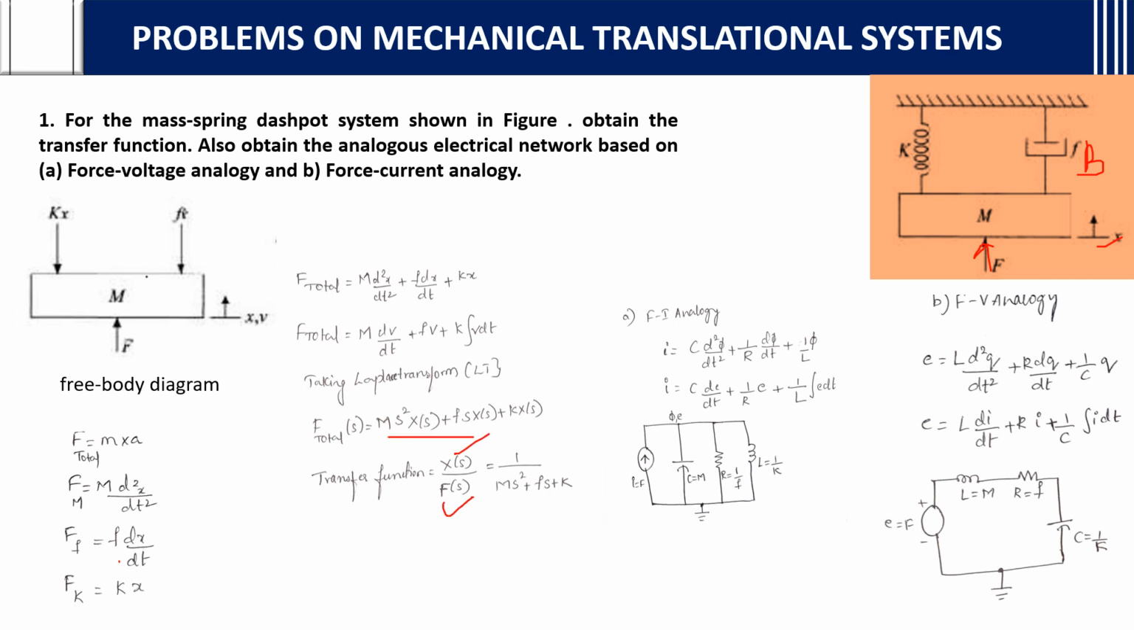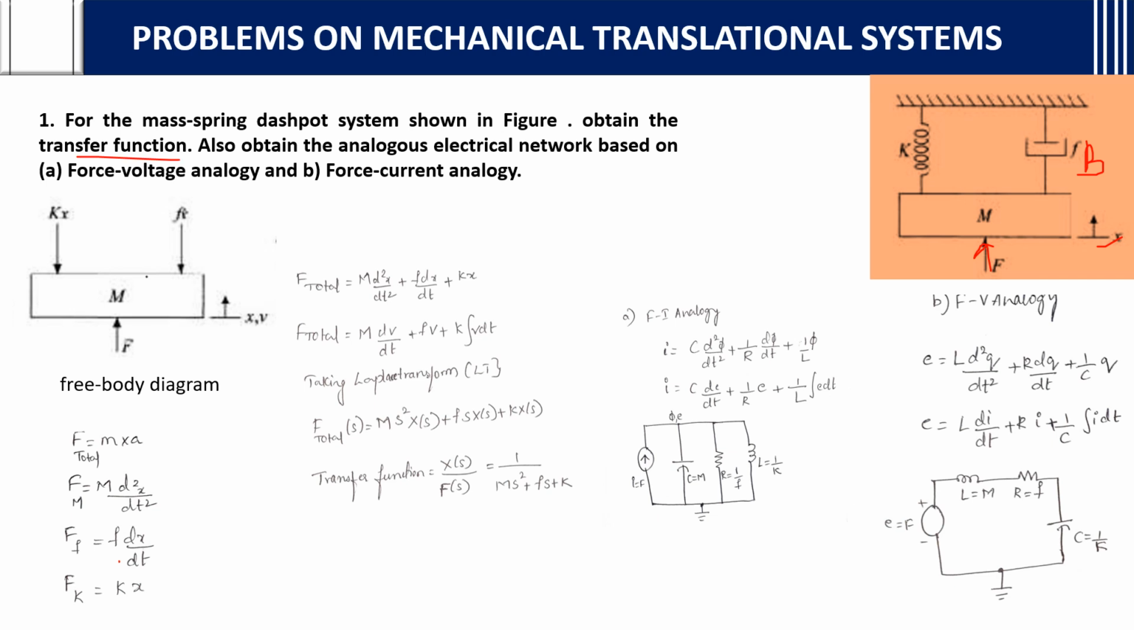So if you take x of s common, what will you get? M s square plus f s plus k, right? So if you want x of s by F of s, this M s square plus f s plus k will come to the denominator. So this is the transfer function. So the first question we wanted is clear now.